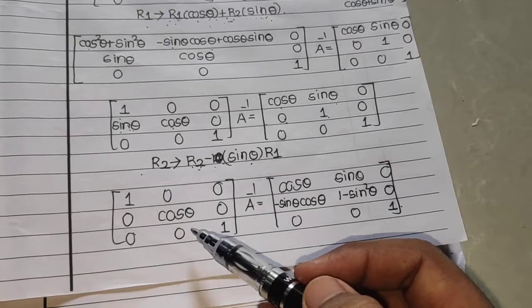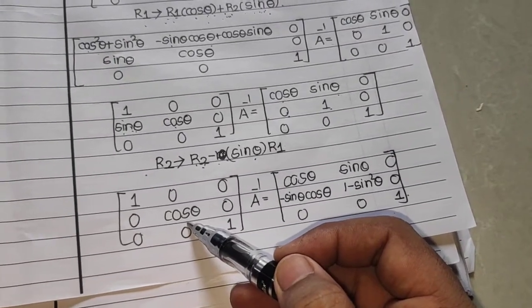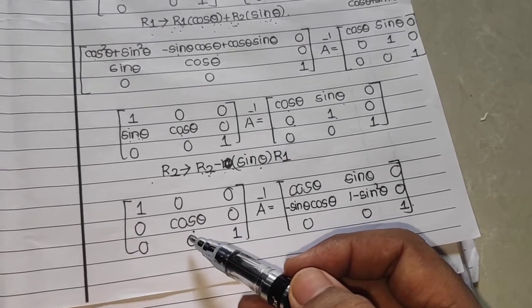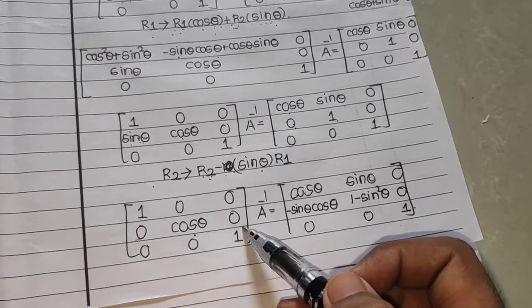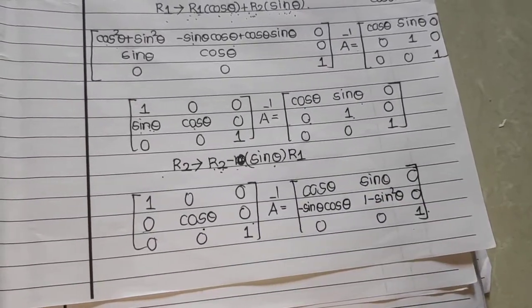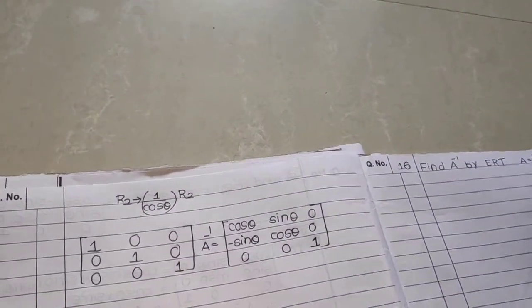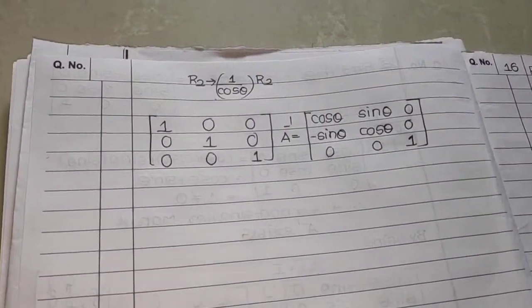Now to get the identity matrix, I think all elements are ready, only the cos theta is the problem. But the cos theta is not a problem in this case because I can see the 0 on both sides. So why can't we straight away multiply by 1 by cos theta and we can get that. So now we have performed the operation. So what is that operation? R2 changed to 1 upon cos theta times R2. So that was the operation we have.